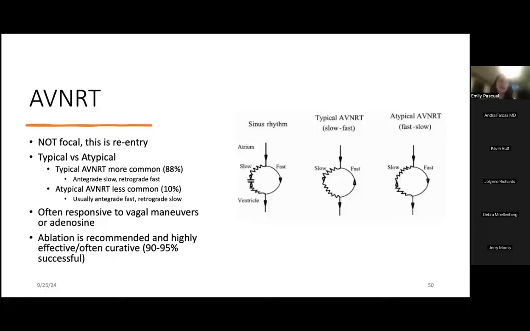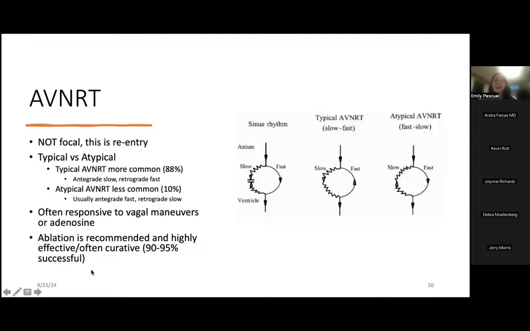You have your patient bear down, or if you give adenosine, usually it will break AVNRT. If you see this, for these types of patients, generally we recommend ablation. The success rate is like 90-95%.